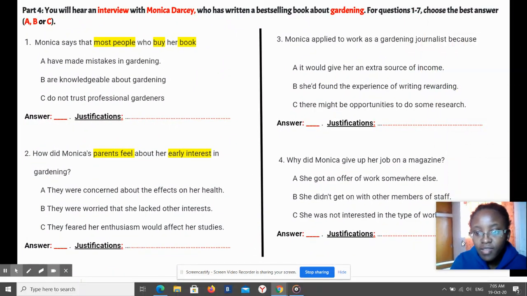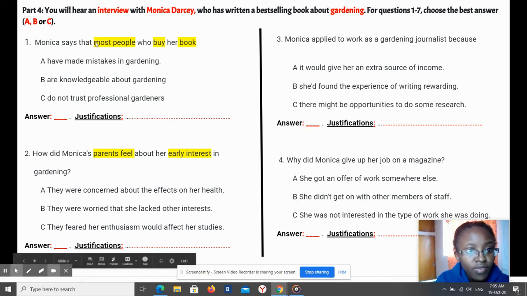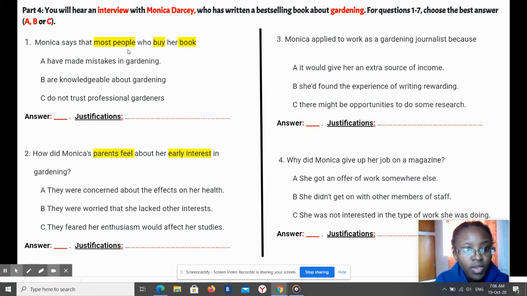In this particular listening, you can see you highlight the keywords. Question 1: most people buy book. Question 2: parents feel early interest. These are the keywords. Highlight them before you listen. Number 3: Monica applied to work as a gardening journalist because. The keywords are applied to work, gardening journalist. Why did Monica give up her job? The keywords are give up, job, magazine.